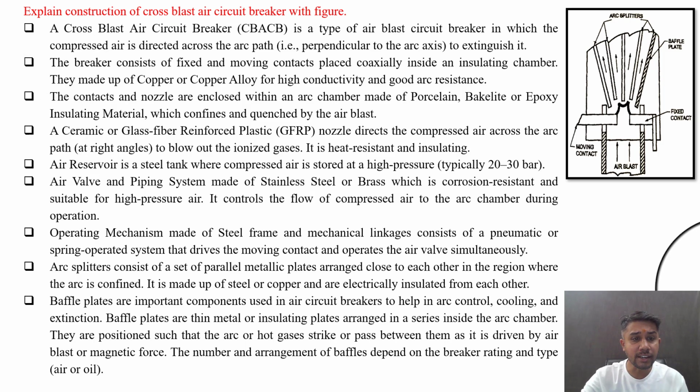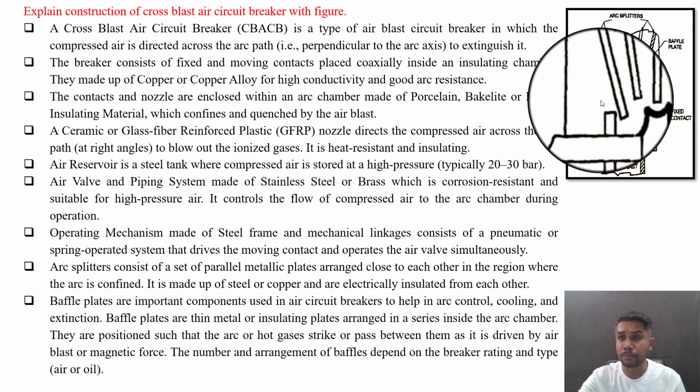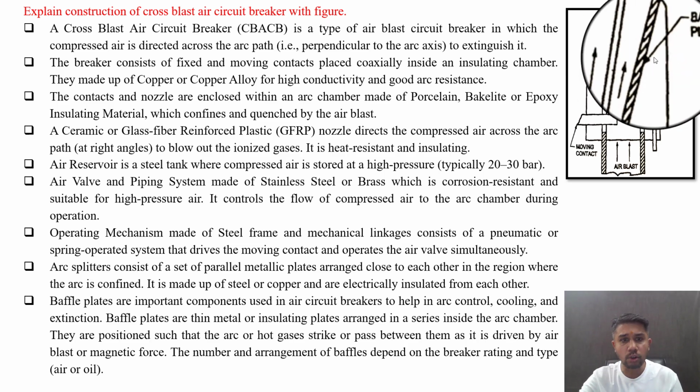The arc splitters are provided. These are a set of baffle plates. These baffle plates are made up of metallic plates arranged close to each other in the region where the arc is confined, or where the arc is struck in between. They are made up of steel or copper and are electrically insulated from each other.